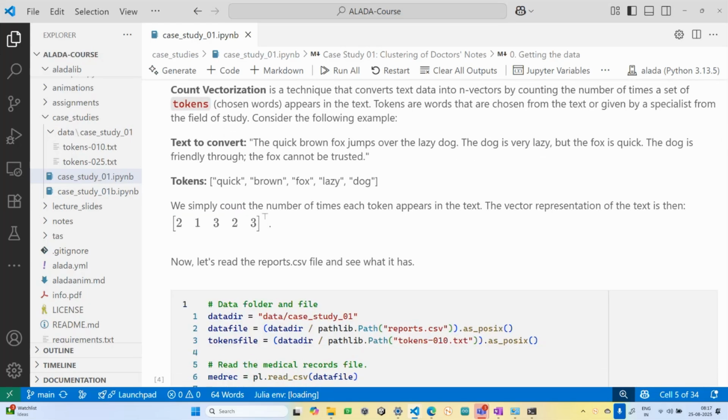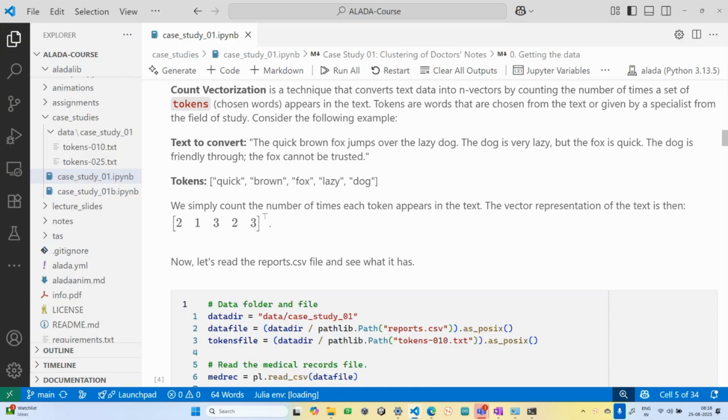This is an example of that. Let's say we have this text, and the tokens we are using are quick, brown, fox, lazy, and dog. When you do count vectorization, you're counting how many times quick occurs in this text, how many times brown occurs in this text, and so on. So if there are n tokens, you get an n vector, where the ith element tells you how many times token i appeared in my original text.